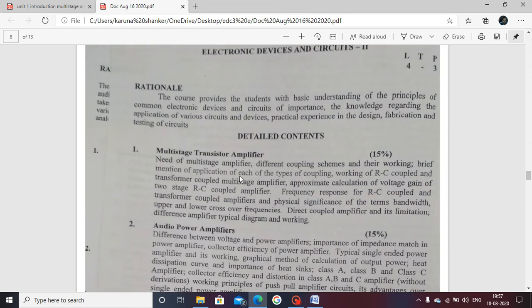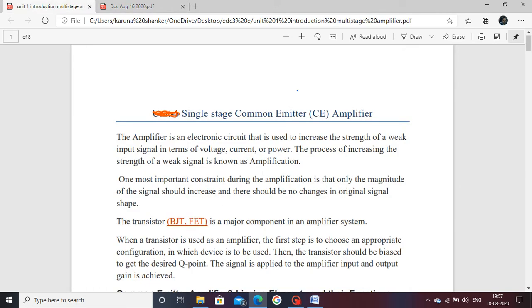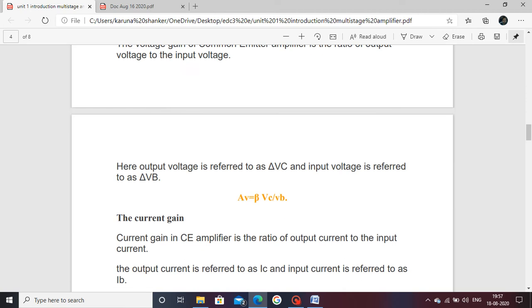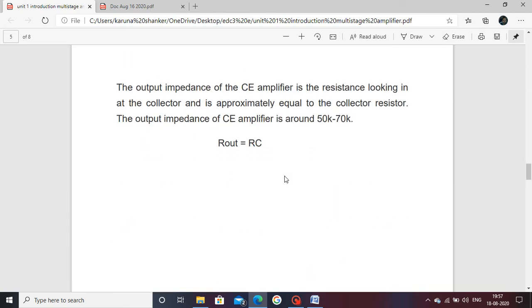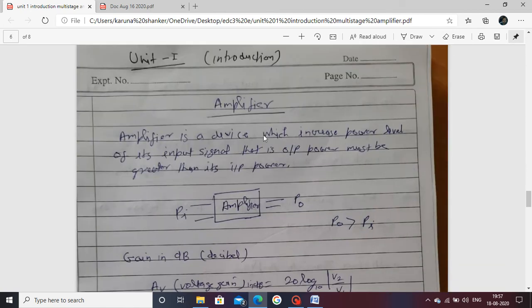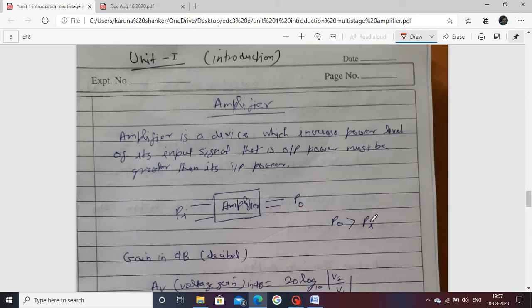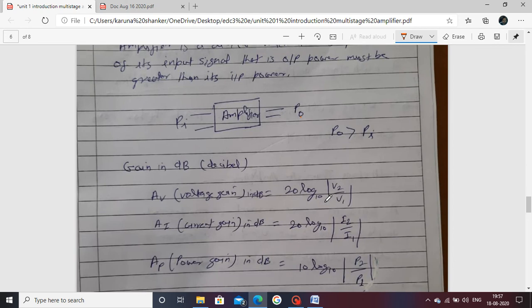Okay. First we start multi-stage transistor amplifier. We first go to your introduction, that is written in this page. What is an amplifier? An amplifier is a device which increases the power of its input signal, that is, output power is much greater than the input power. Means output power must be greater than the input power, that is the power amplifier.